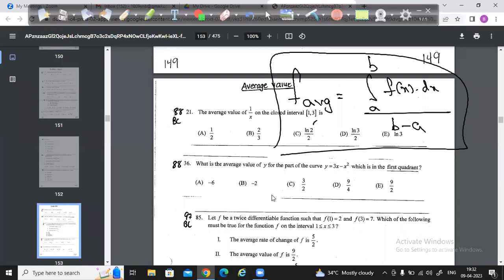So which is in the first quadrant? You need to find the area. You need to find the average value only for the part that is in the first quadrant.